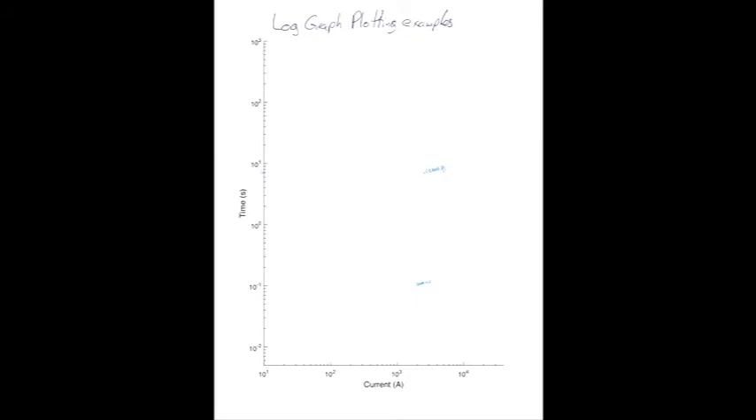Another example, let's do 15,000 amps for 3/100ths of a second. That puts us here. That's 1/100th, 2/100ths, 3/100ths. This is going to be our line.